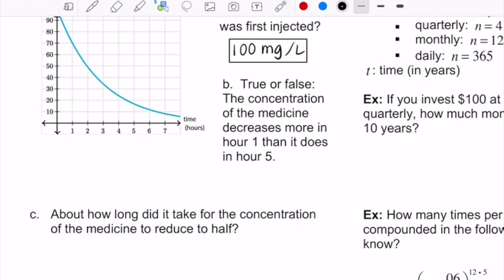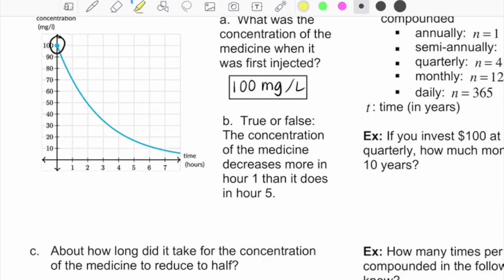The second question asks us a true or false question. It says the concentration of the medicine decreases more in hour 1 than it does in hour 5. So in hour 1, the concentration of the medicine decreased here, what I've highlighted in yellow. In hour 5, the concentration of the medication decreased this much that I've highlighted in green. And so we can conclude here that the answer to the question is true. The concentration of the medicine decreased more in hour 1 than it did in hour 5 because in hour 1, it was going down more quickly.